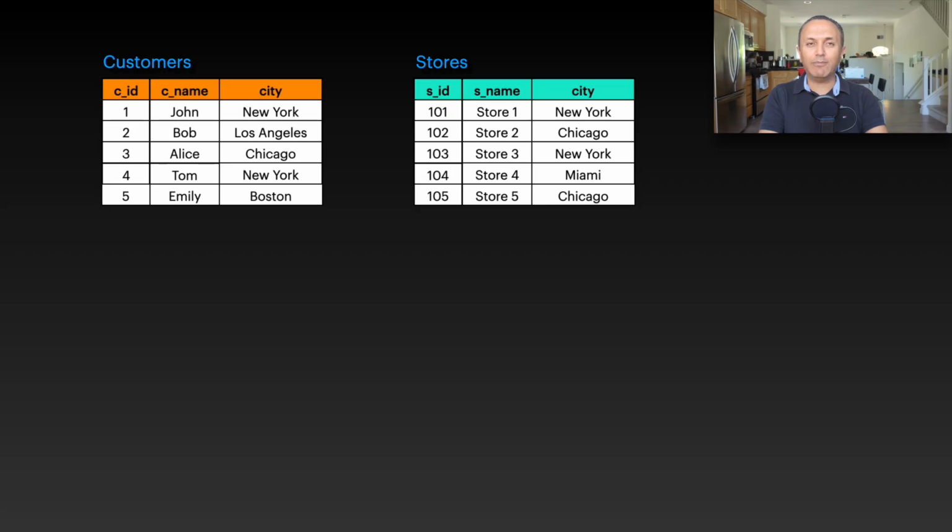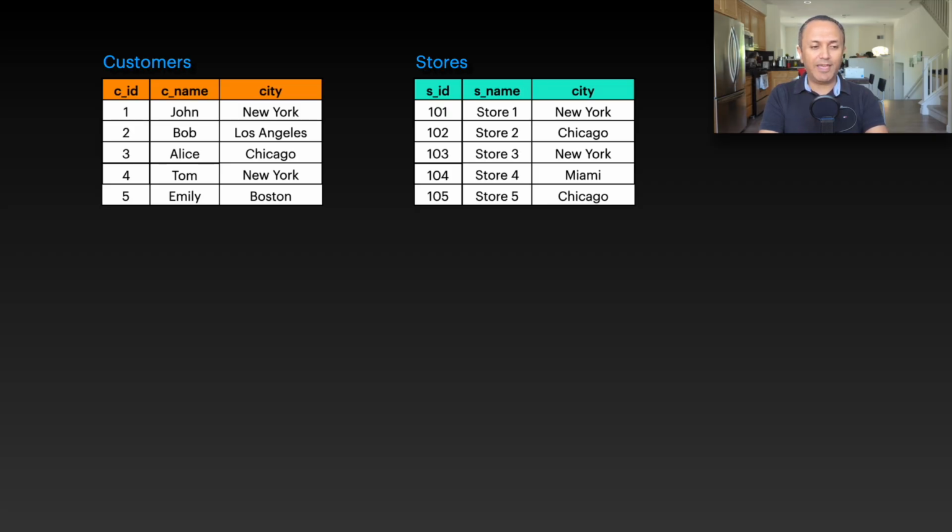So let's start by reviewing inner joins and seeing what that means, and then go from there to the other types. To explain inner join, let's start with an example. Suppose that we have these two tables. We have a customers table and a stores table.